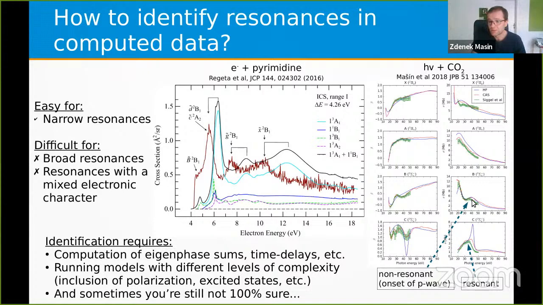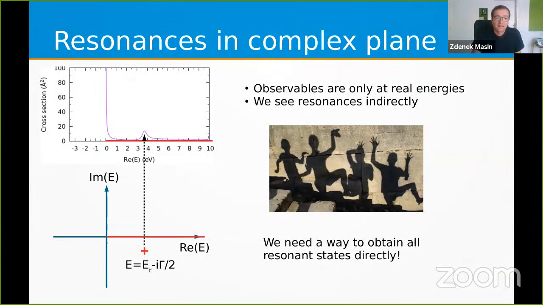So we can put it in other terms and realize that resonances are in fact solutions of the Schrödinger equation in the complex plane. So there is some energy in the complex plane where the resonance lives, and the closer it is to the real axis, the more prominent it is. However, if it's far away, we don't really see it clearly. So it's almost like looking at shadows on the wall, right? We look at the cross sections and we can only indirectly infer what's going on.